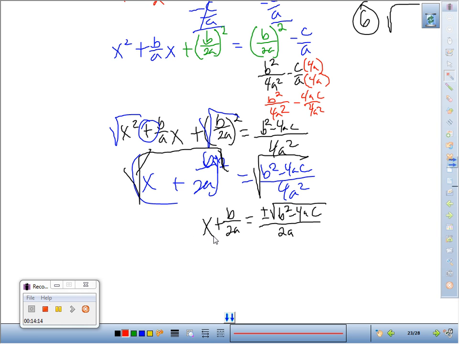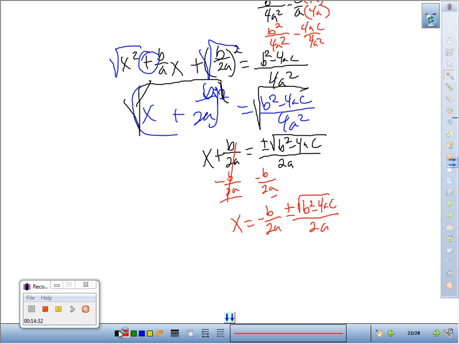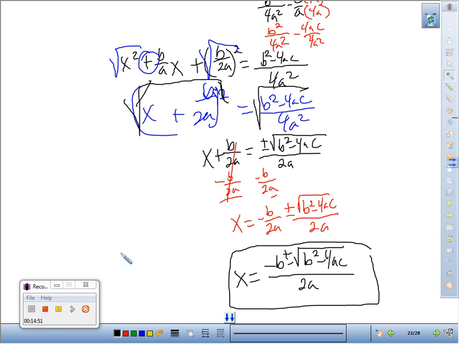We now need to leave x by itself, so what do I do? Minus b over 2a, minus b over 2a. We're left with x equals minus b over 2a, and I bring down the plus minus square root b squared minus 4ac over 2a. And now I can combine these two fractions because they have a common denominator. So this becomes x equals minus b plus minus square root b squared minus 4ac over 2a. And we end up with the quadratic formula.